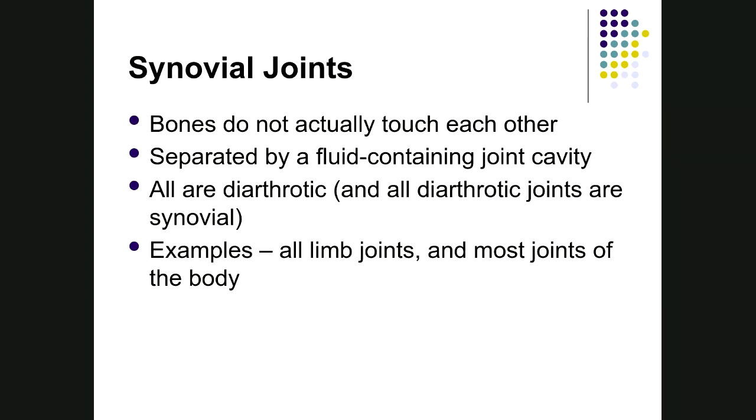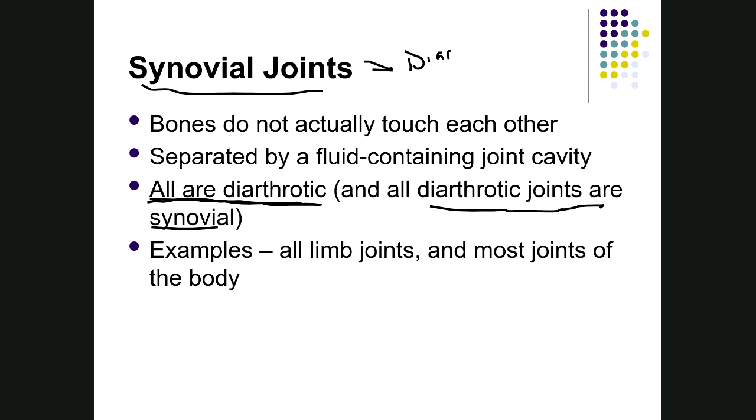Every single synovial joint gives you a lot of movement. So all synovial joints are diarthrotic, and all diarthrotic joints are synovial. Sometimes those words are used interchangeably, but they don't really mean the same things. Remember, synovial means there's a joint cavity. Diarthrotic means you have a lot of movement. But it's the joint cavity, the space between the bones and the fact that the bones are not attached, that gives you lots of movement.